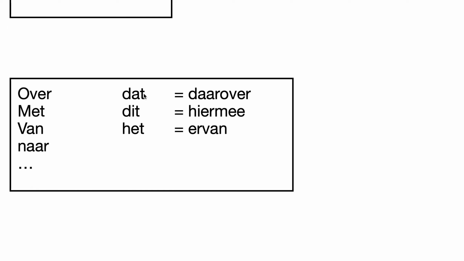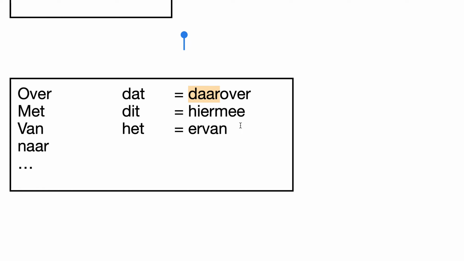Over dat means about that, literally. So over is about and dat is that. If you're using these words, as said before, you're going to put the dat just in front of over and the dat is going to change. And the result is daarover. You recognize the over here, over or about remains the same, but the dat becomes a daar.